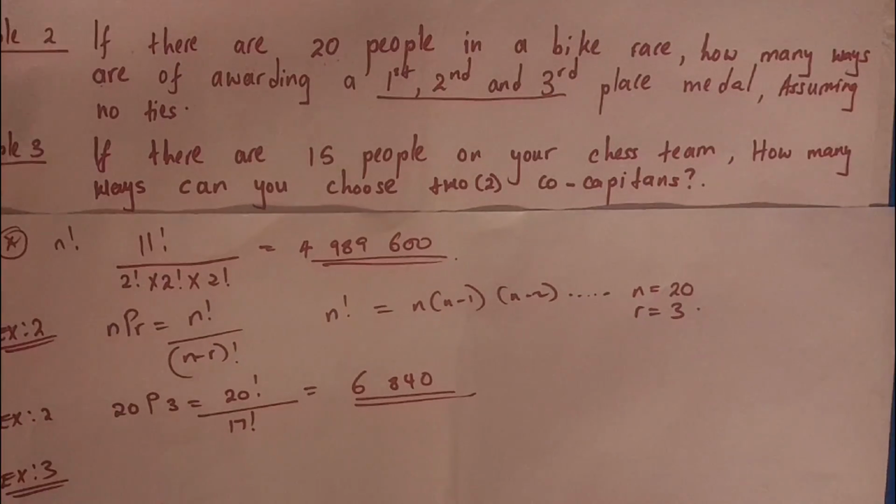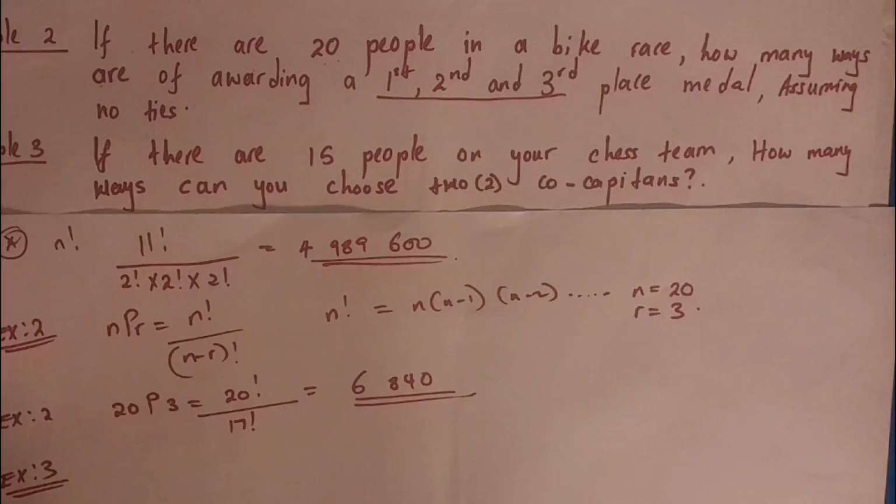Like here in example 3, we are saying that we only need to choose 2 co-captains from a certain group of 15 people. And then we are saying that there is no order in choosing. We only just need to choose one. Even if you make it vice versa, that the best person who has been chosen at first is going to be chosen second, it's not going to make any difference.